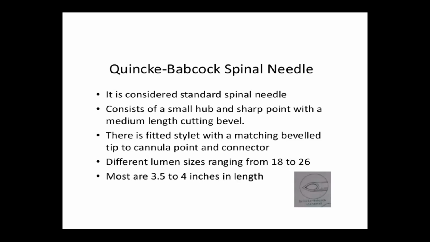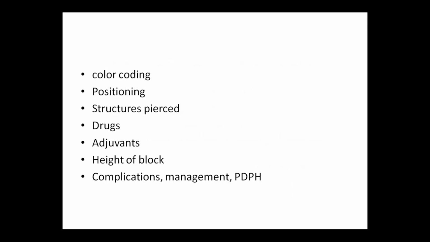Why is there a stylet? I have seen one examiner asking why there is a fitted stylet which can be detachable. Very simple answer is so that the epithelial cells coming into the way should not be tracked into the subarachnoid space. That is the reason. So there is a fitted stylet which can be detachable. So, once you are able to tell about the spinal needle parts, then color coding, positioning, structure pierced, drugs, adjuvants, what are the factors which are responsible for the height of block, complications, management, the viva can go in any direction, you know.